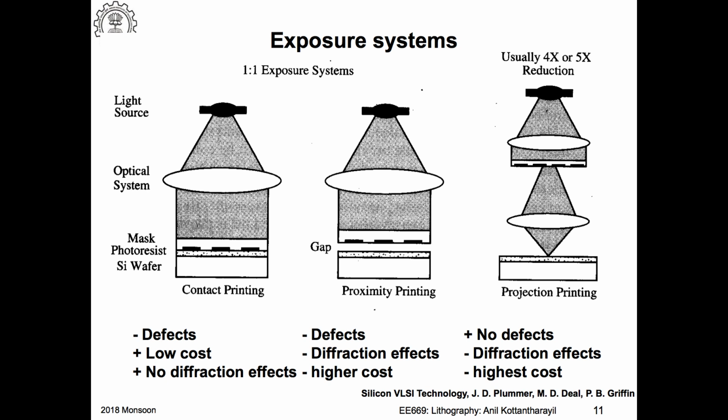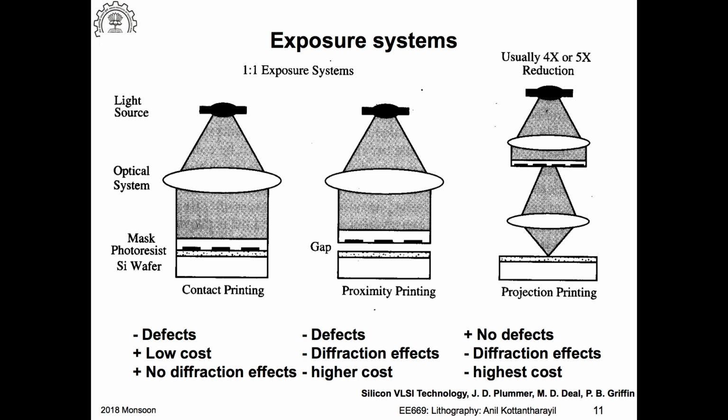I can get a smaller feature on the wafer than what is on the mask, because I can use a reduction lens. Yes, that is possible. So if I want 100 nanometers, I need not have 100 on the mask. Even at 400, if my lenses are good, I can project a 100 nanometer feature. That is possible, so this is a very important consideration.